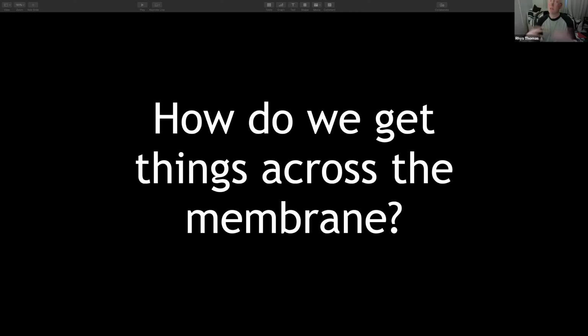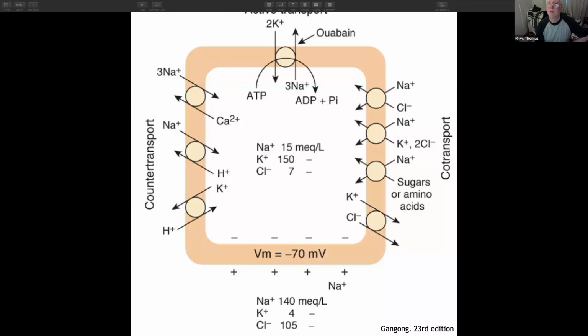It's often just covering them in another membrane, but a way of getting things into and out of the cells. Now I think I've got a slide. This one is from Ganong, which is a common textbook for the primary. It's kind of overwhelming to begin with, but it shows some of the different types of transports and gives some examples of them.